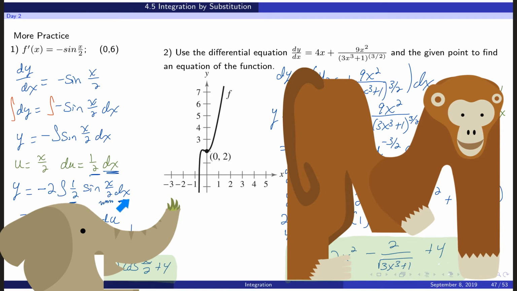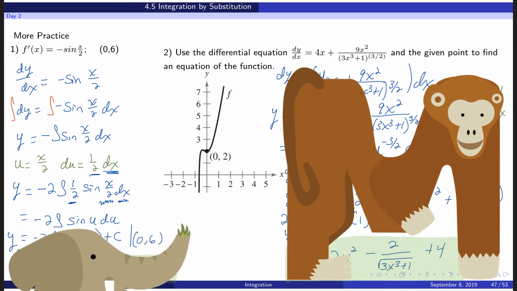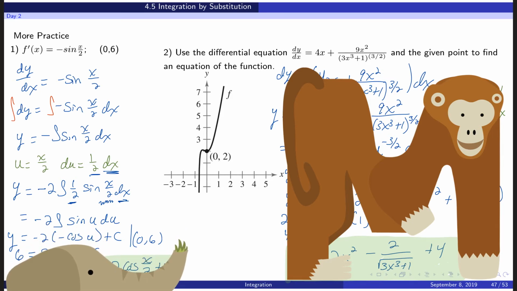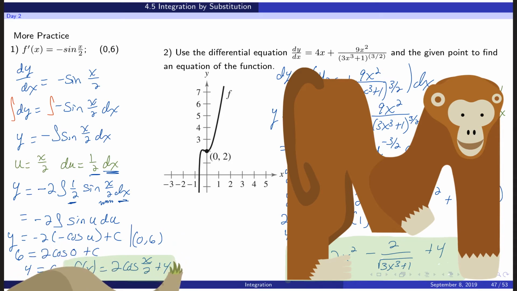But now on the inside, I have everything I need. I have the 1/2 dx for the du, and I've got x over 2 for the u, so I can now take the antiderivative of sine u du, which is negative cosine u, and again, because we're given the point (0, 6), we're going to substitute that in, find out that c is 4, and our final solution to that differential equation is 2 cosine x over 2 plus 4. And again, you could take the derivative of that and guarantee that it's correct.